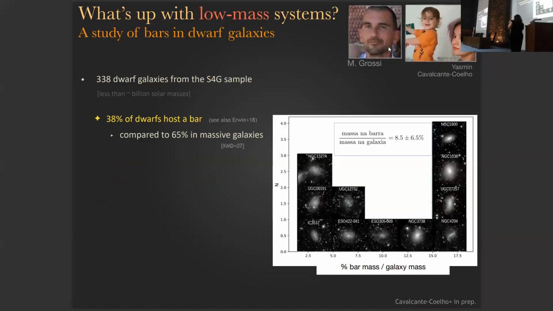We actually extend this work from massive galaxies, with stellar masses greater than 10 to the 9, to low mass galaxies. This work included Michael Grossi, who's a dwarf galaxy expert. First, looking at the proportion of dwarfs, bars are less frequent in low mass galaxies than in massive galaxies. Just to give you a sense, 38% was what she found, which coincides with work done previously by Peter Irwin, compared to 65% in massive galaxies. So these are the bars that we see in dwarf galaxies.